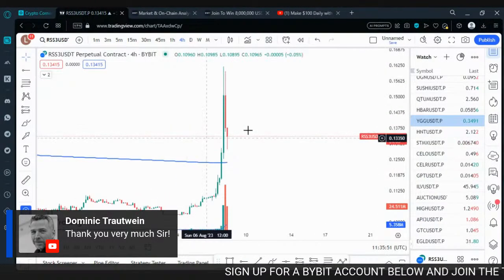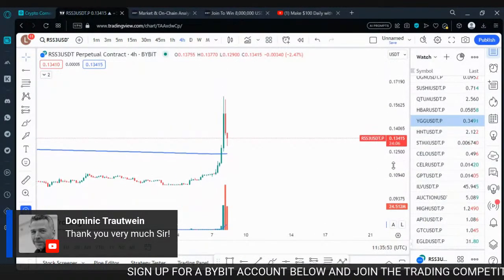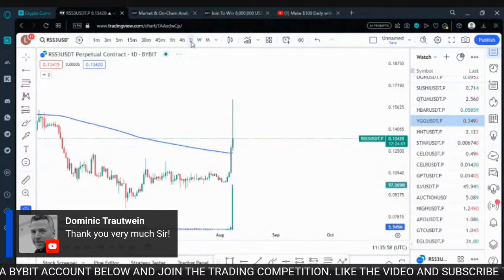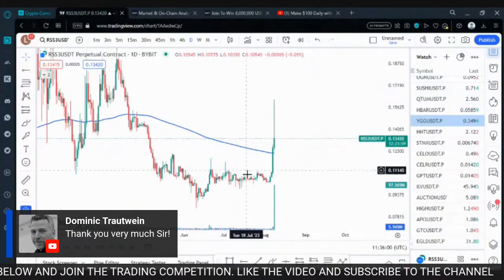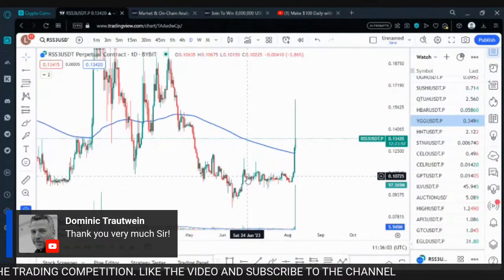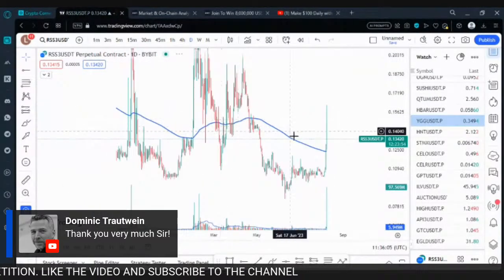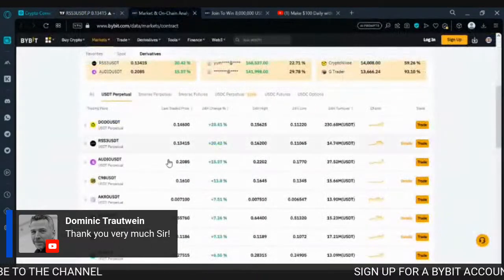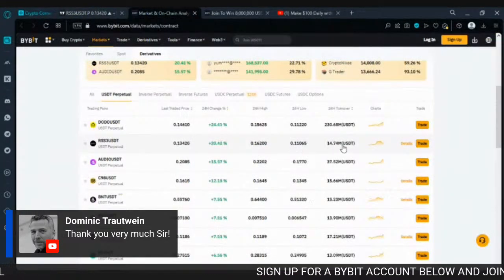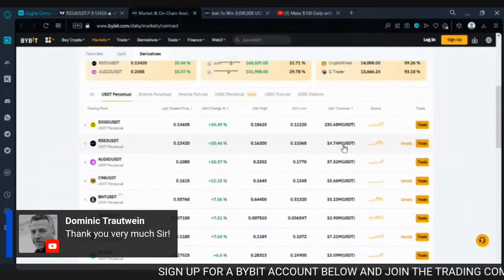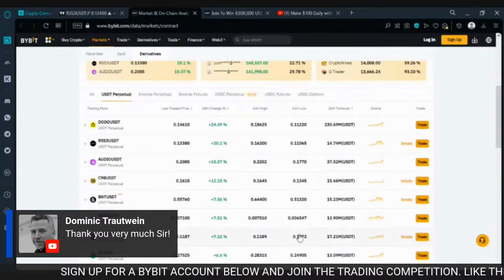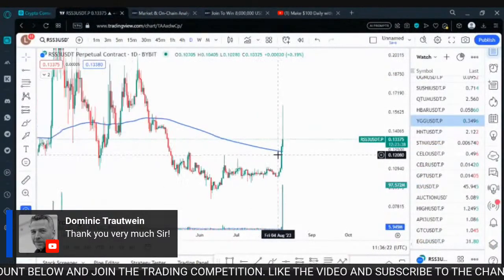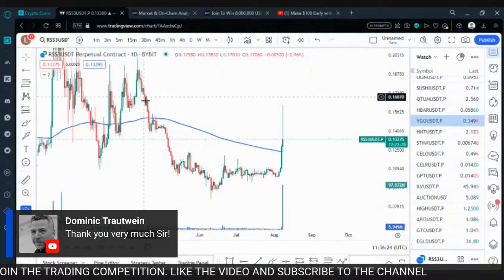Yeah, so this one is having its own dump right now after the sudden pump. Look at that. If you had cashed out with this trade, it would have been over 14 million in that trade, some good cash for you guys.